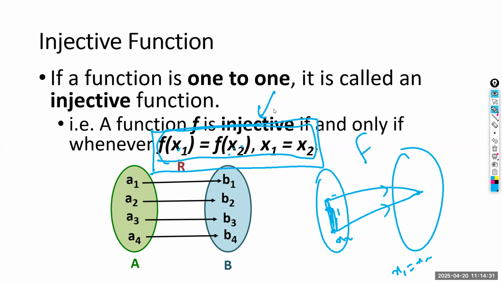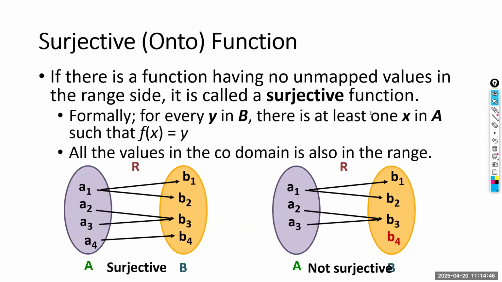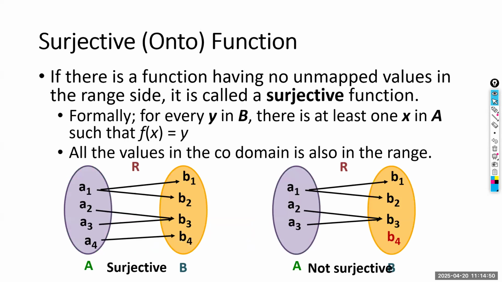So that is a way of formally defining something. Formal definitions, okay? Because maths is a formal science subject, sometimes we need formal definitions. Not sometimes, all the time. So that is called injective. So the next one is surjective or onto function.